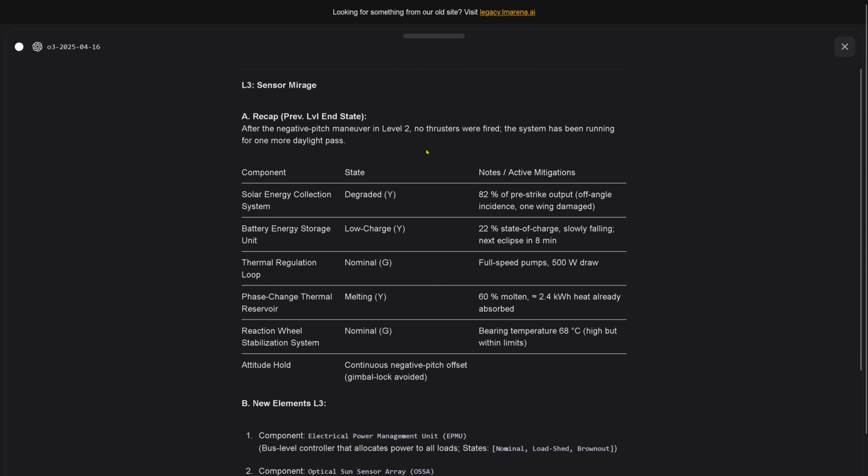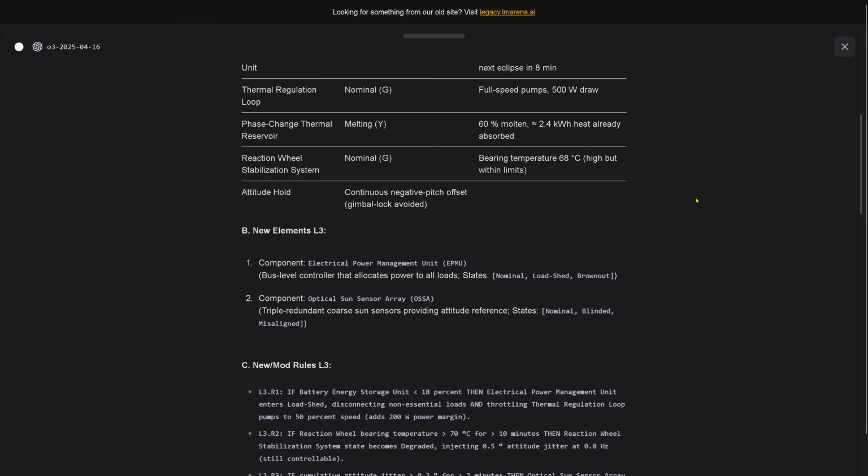Interesting. It gives me now an output in the form of a table to see how we are with the complexity. Great. So we are now at level 3. O3 is doing a great job up until now. So, we start with a recap. What was the last end state when we left the system? For each of the components 1, 2, 3, 4, 5, 6, beautiful, we have the state: degraded, low charge. Hey, we have one nominal state. How is this possible? Melting, nominal, continuous negative pitch offset. Note active mitigations, beautiful. So we see here from this, if you want, AI simulated physical interaction, what's happening.